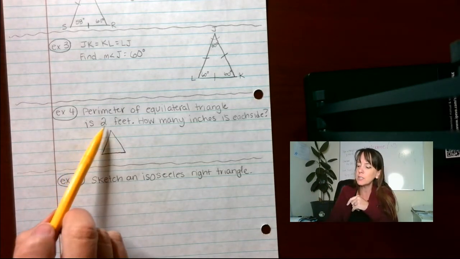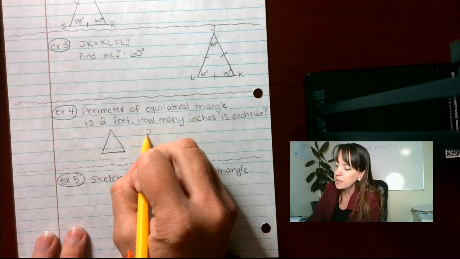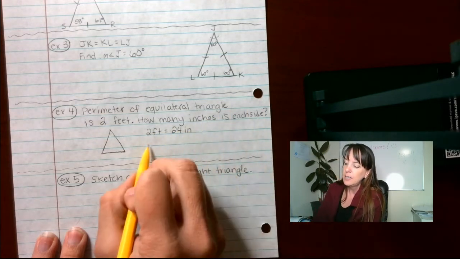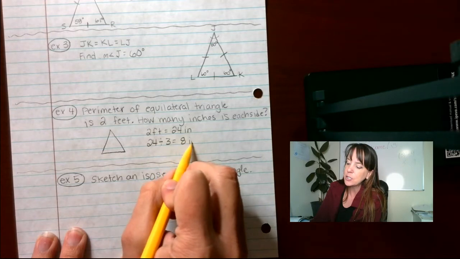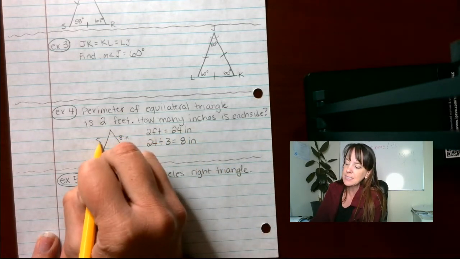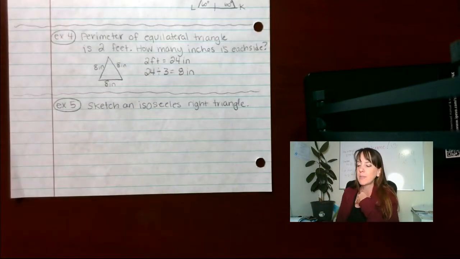So let's first convert it into inches because it's asking us how many inches each side is. 2 feet equals 24 inches. 24 divided by 3 equals 8 inches. So this is 8 inches. This is 8 inches. This is 8 inches. So each side is 8 inches.